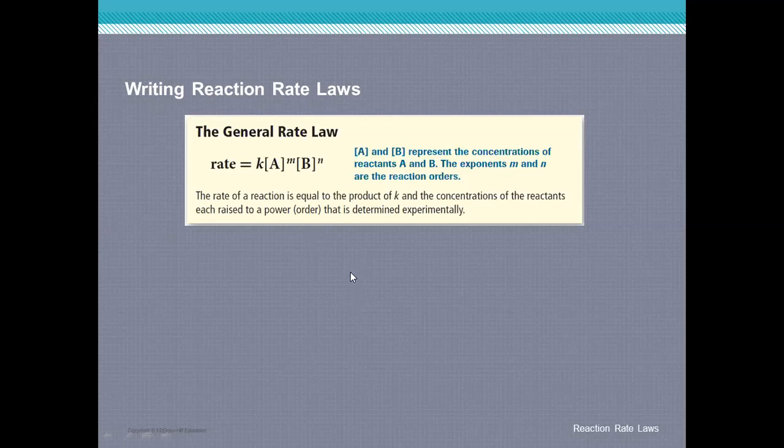So the rate of a reaction is equal to the product of K and the concentrations of the reactants, each raised to a power, the reaction order, that is determined experimentally. This is the general rate law.